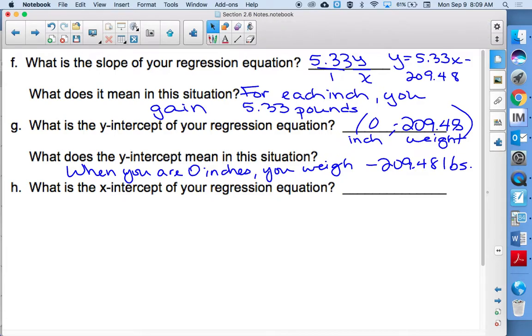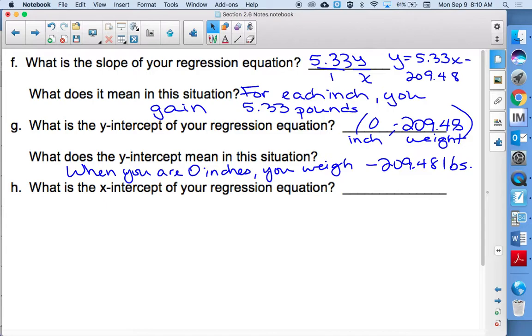Does that make any sense? Not really. Because if you're 0 inches tall, you should weigh nothing because you don't exist. However, according to our data, the y-intercept is lower. So it's not going to start at the origin, it's starting underneath the origin. Sometimes it doesn't make sense, but that's what the values mean. So x is inches from my chart, y is pounds or the weight. If your height is 0 inches, based off the numbers in our chart, you would weigh negative 209.48 pounds. Questions?